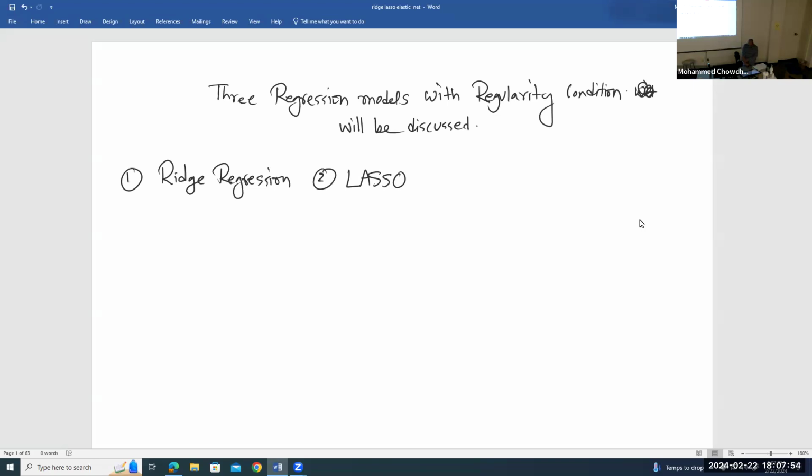What did I forget the other one? Least absolute shrinkage. The last one is operator. Okay, it will come to my head. Okay, give me time.